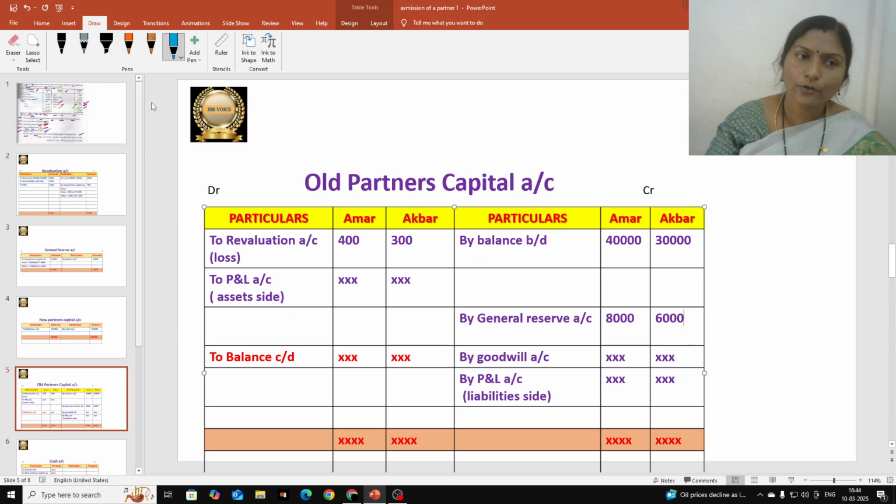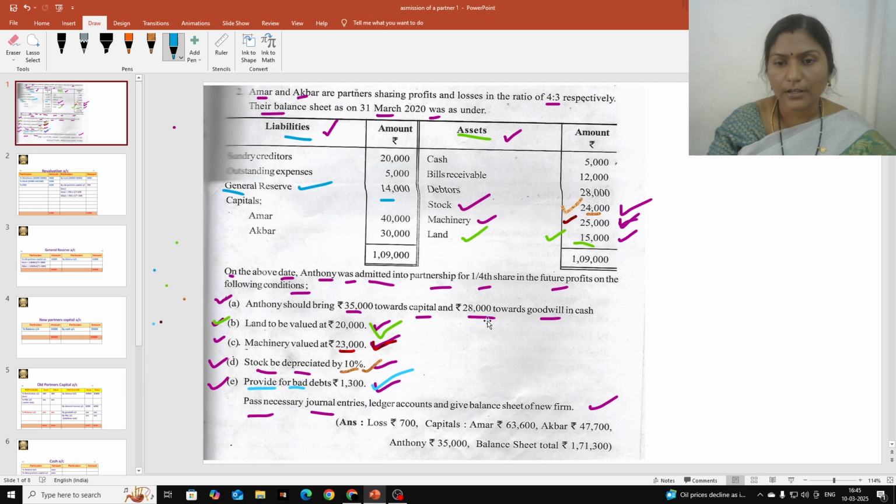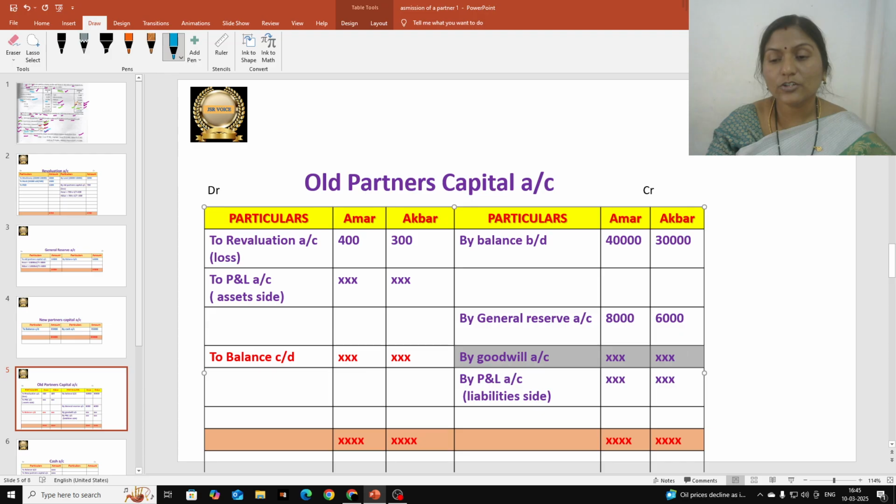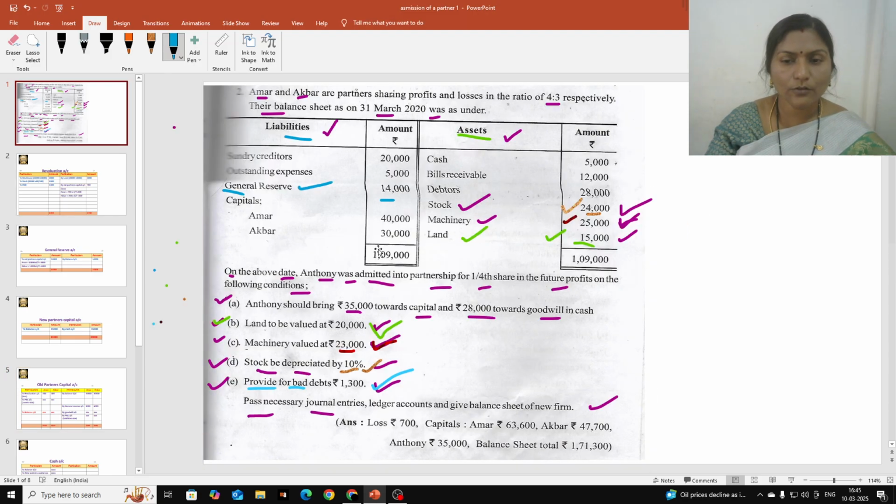Okay, and next goodwill. If we have goodwill in the question, we should distribute here. So goodwill is there. The new partner is bringing goodwill. You can see a point after capital, 28,000 towards goodwill. So we will write here and distribute to old partners by goodwill account. We should distribute, students, to these two persons. What is the goodwill amount? You can see here 28,000. Let us distribute that.